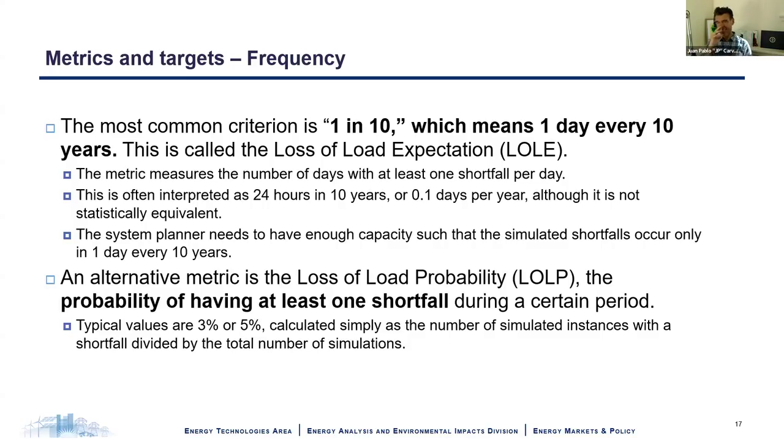An alternative metric that is easy to understand is the loss of load probability. So how likely I am to have at least one shortfall during a period. Again, it doesn't tell me what the shortfall looks like. It just tells me that there is a certain likelihood that I will have a shortfall. And typical values that are used for planning are 3%, 5%. Now, that doesn't mean when I do a 5% loss of load probability that I'm expecting that 5% of the time the power is out. This means that 5% of the time, my reserves will be small enough that I'll have to start looking into specific contingency measures to prevent the system from having an actual blackout or from having to shed load.